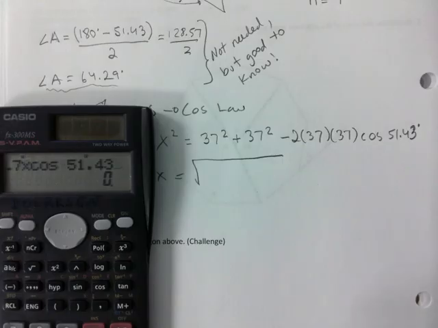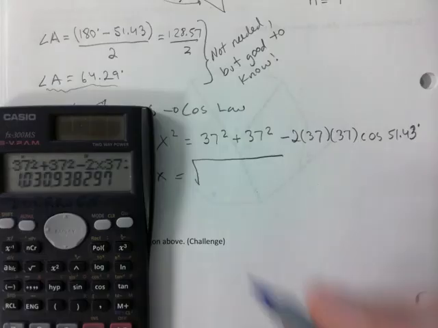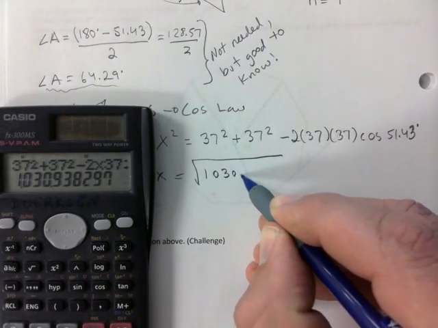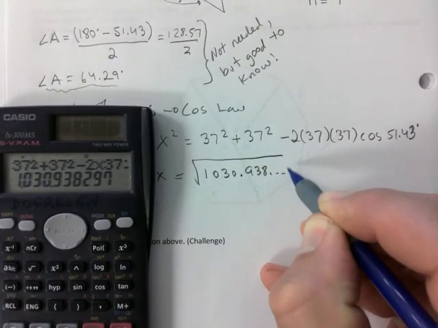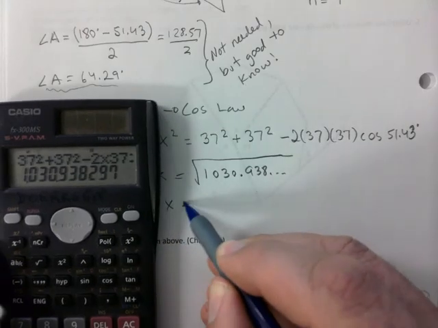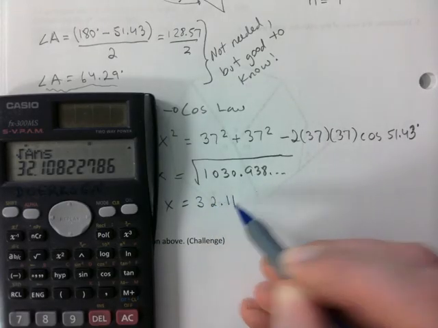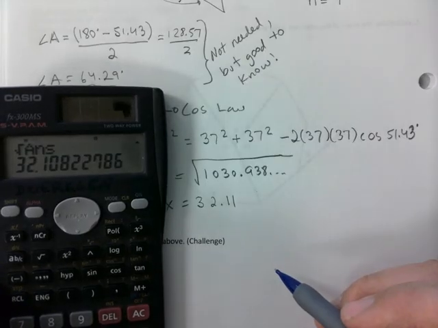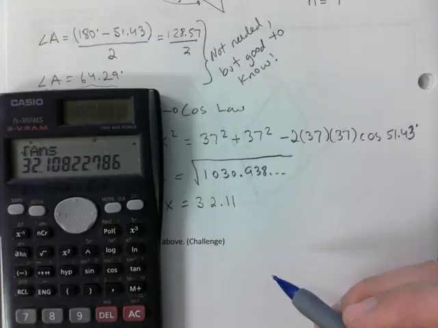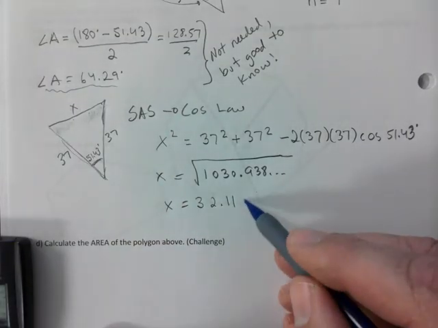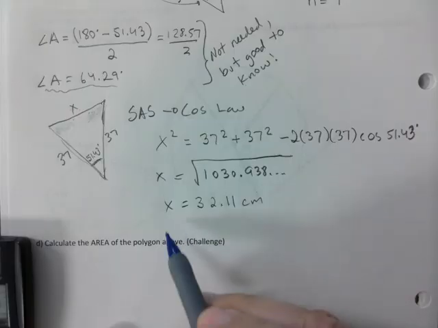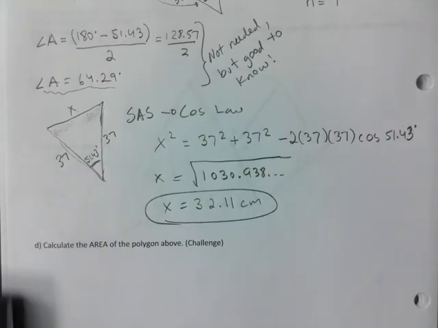Making sure the calculator is set to degrees. There should be a D or a DEG at the top. Maybe it has changed when you put it in your backpacks. So this is 1030.938, and that keeps going. Now you take the root, right? Don't forget about the root. And 32.108, which is 32.11, and we are in centimeters. So this is what one of the sides of this polygon is.